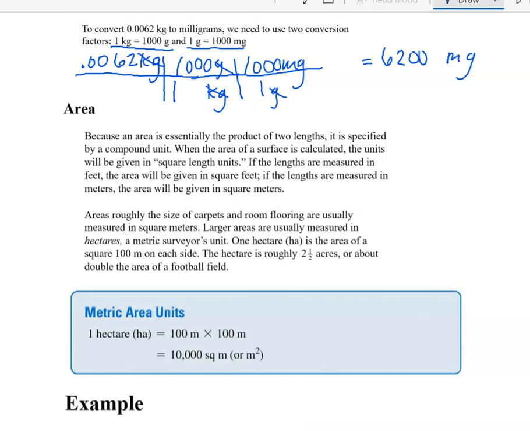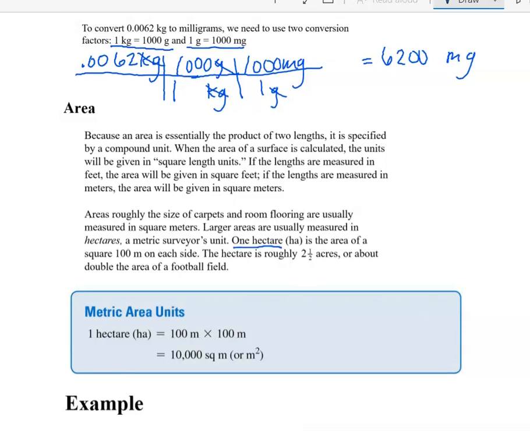It does give us this: 1 hectare is 100 meters on each side, so the hectare is roughly 2.5 acres, or about double the area of a football field. 1 hectare is 100 meters by 100 meters.